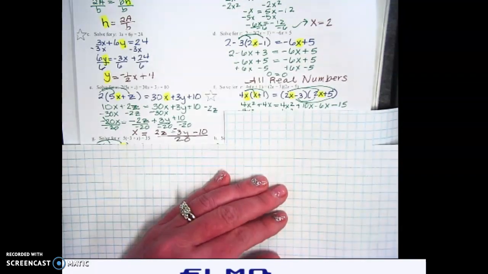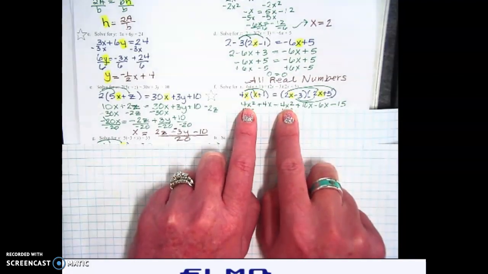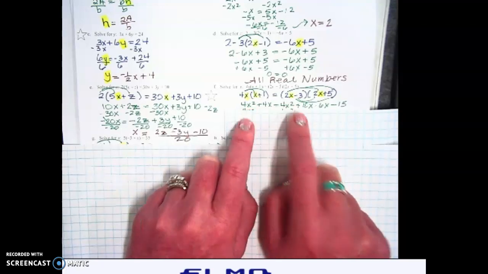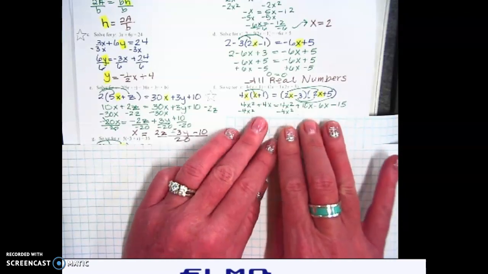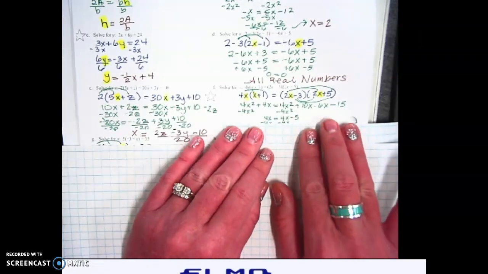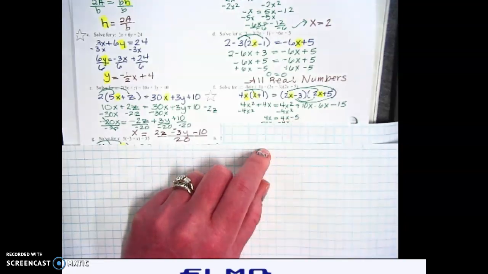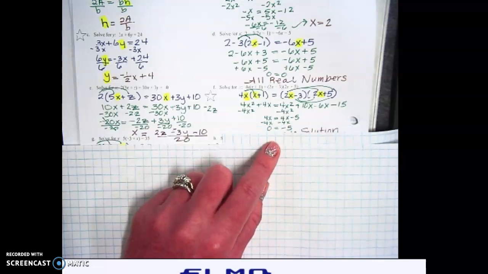So that's a lot of terms on both sides. But one thing you're going to notice right away is that both sides have a 4x squared. So if you have the same term on both sides, just subtract it. So I subtracted 4x squared from both sides. That simplifies it a little bit for us. That gets us down to 4x equals 4x minus 5. And if you subtract 4x from both sides, you get 0 equals negative 5.